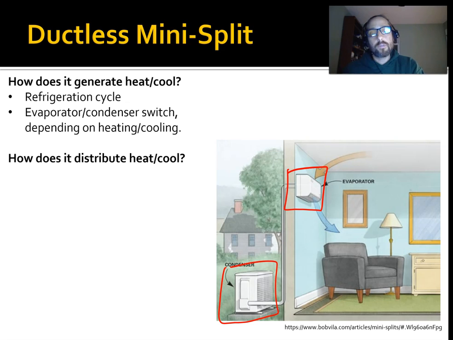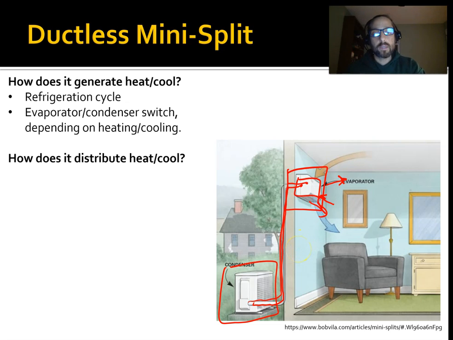But there are no ducts involved here. So what this does is it takes these refrigerant lines and goes right to the heat and cooling distribution. These refrigerant lines will connect right up to this box, and then this will either release heat or pull in heat. So it would be either an evaporator or condenser, depending on whether you're heating or cooling. And here there's a little fan that blows out the warm or cold air.